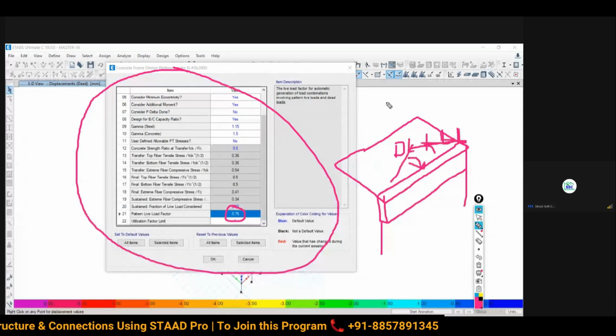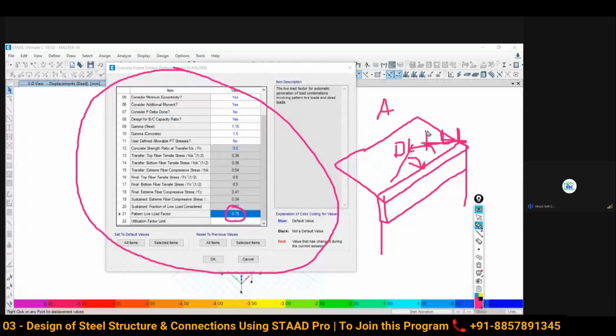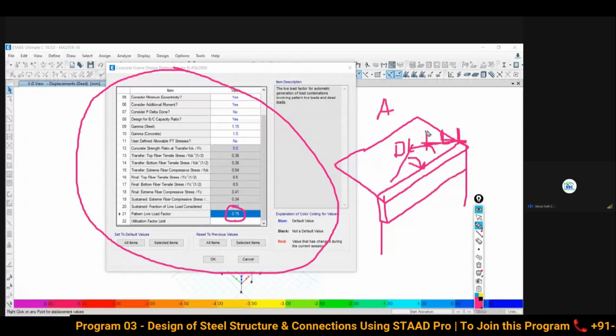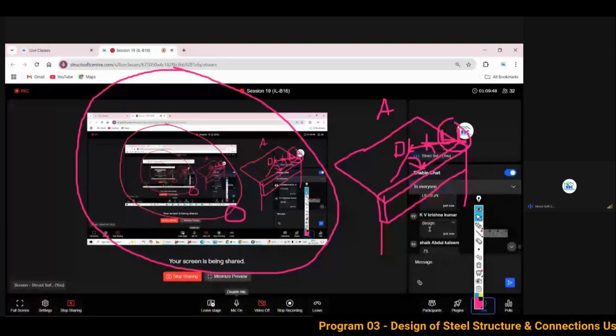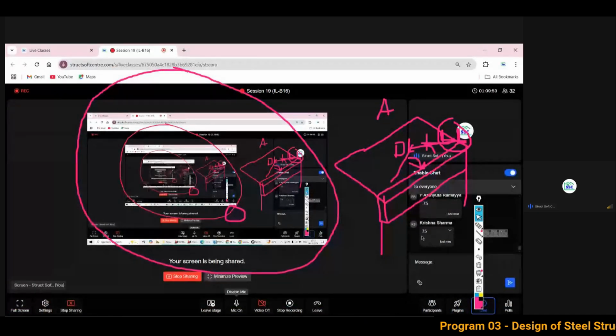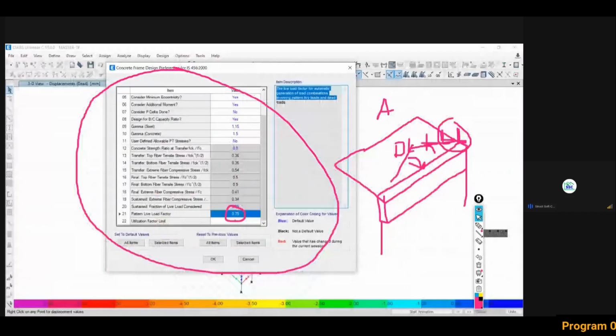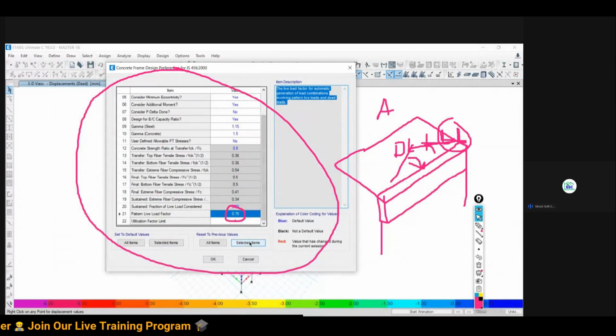After the analysis, when you go to do the design, how much percent of the live load will it take? Yes, how much will it consider? 75% only. Normally people do not know this and they try to do the manual calculation and validate with the software, but do not take this point into consideration.